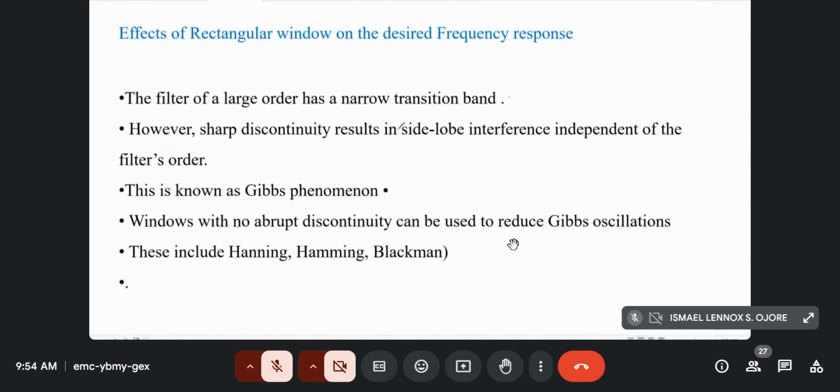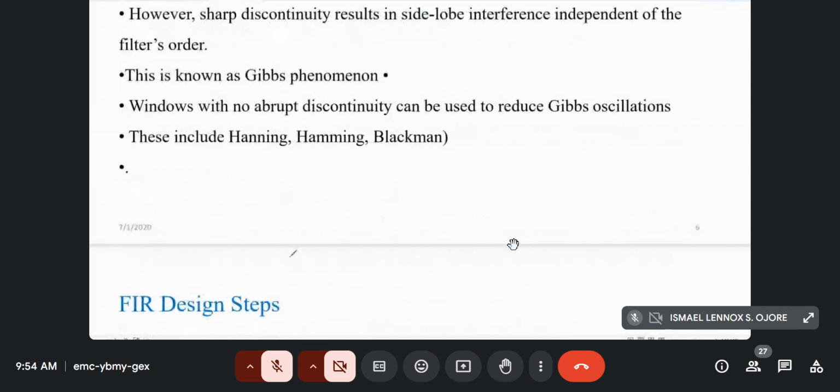That narrow transition band, that sharp discontinuity, as good as it is, has its own effects. Windows with no abrupt discontinuities can be used to reduce this. So we can use windows with no abrupt discontinuities to reduce Gibbs oscillations. This includes Hamming and Blackman.